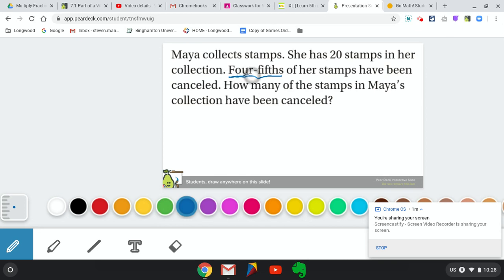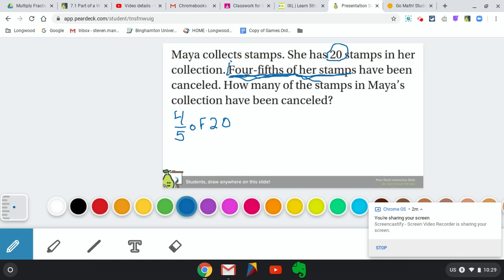But if you listen the first time I read, I said 4/5 of, I kind of accentuated that, right? That's really important in here. I'm looking for 4/5 of her stamps. And her stamps refer to the 20 up here, right? She has 20 stamps. So really what the question is saying is we're going to need to find what 4/5 of 20 is.